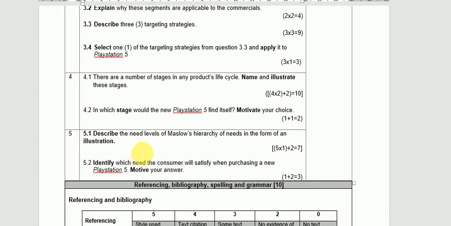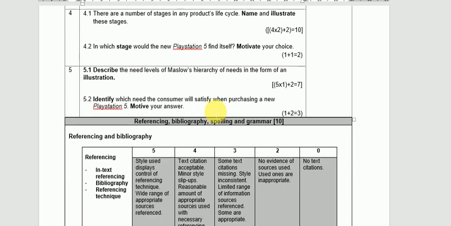Now you've got to identify which of these 5 levels of needs are satisfied when the customer buys himself a PlayStation 5. Can't give you the answer. It's straightforward. When we get to that particular chapter, you will understand better.